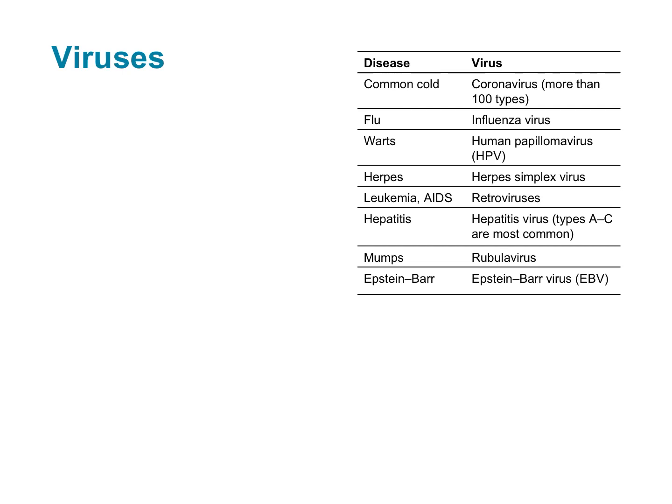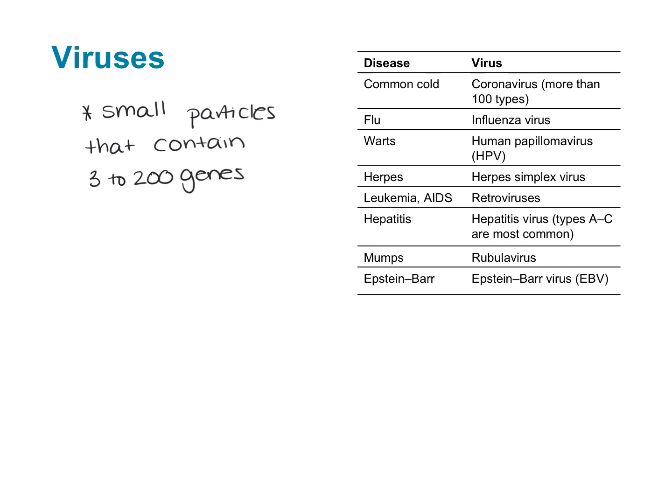In the last screencast for Chapter 11, we are going to talk about viruses. Now, viruses are small particles that contain anywhere from 3 to 200 genes that can infect any cell type.